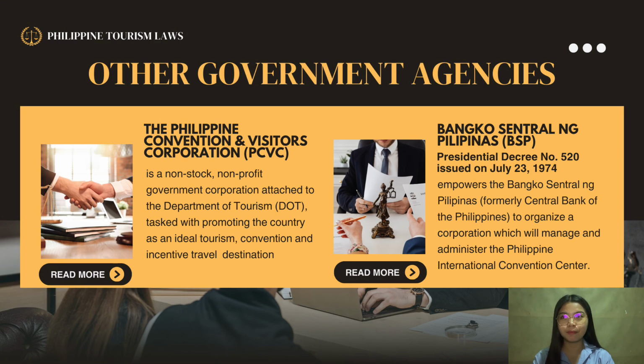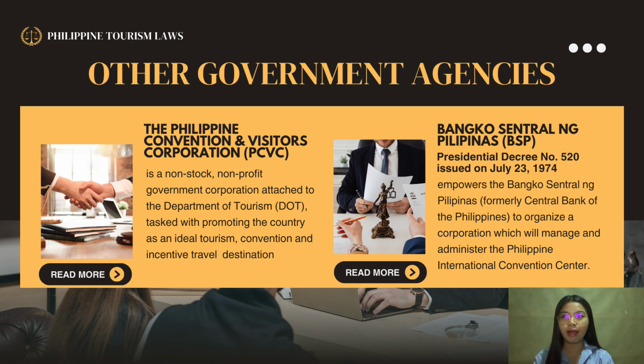Next, we do have the Philippine Convention and Visitors Corporation, also known as PCVC. It is a non-stock, non-profit government corporation attached to the Department of Tourism, tasked with promoting the country as an ideal tourism, convention, and incentives travel destination. Its Conventions and Incentive Travel Unit provides comprehensive information, assistance, and guidance to meeting planners and incentive travel organizers who seek an ideal venue for their meetings and incentive groups.